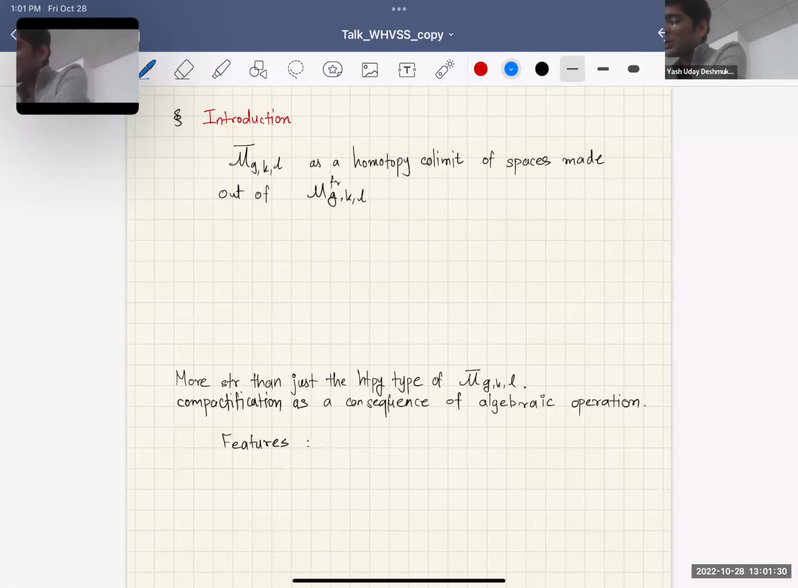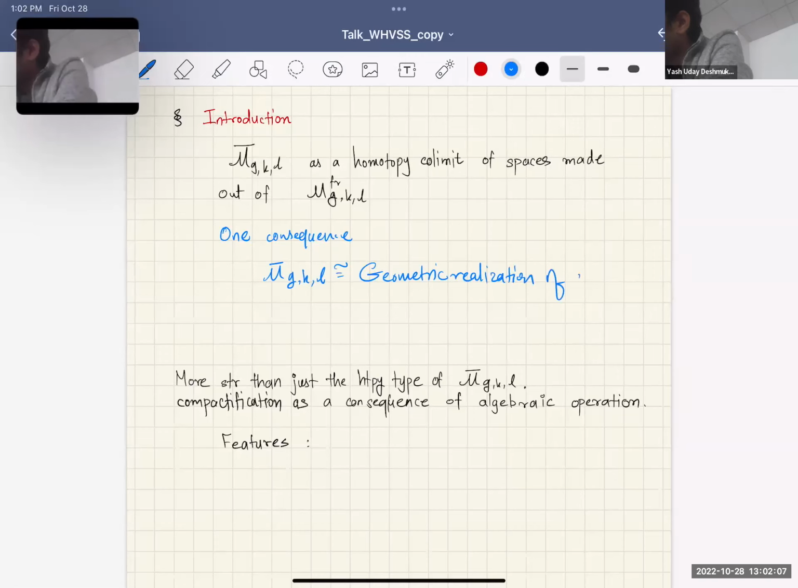As the title suggests, I'm going to present a new description of Deligne-Mumford compactification. This description is going to be in terms of expressing it as a colimit of spaces made out of uncompactified moduli spaces. One geometric consequence of what we are going to prove is that the Deligne-Mumford compactification is homotopy equivalent to a geometric realization of a simplicial space.